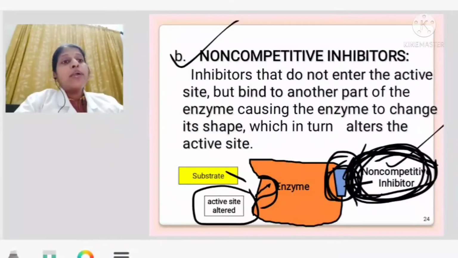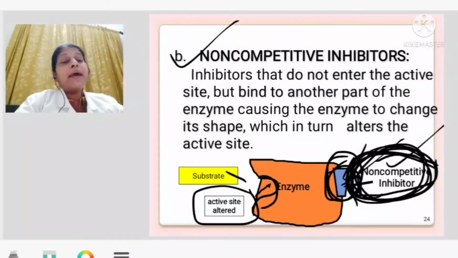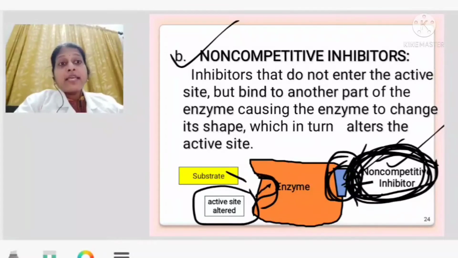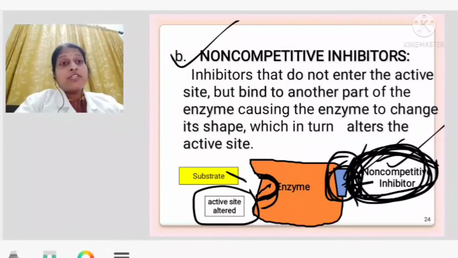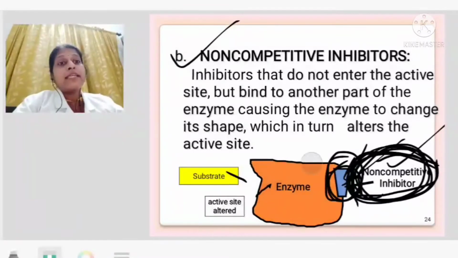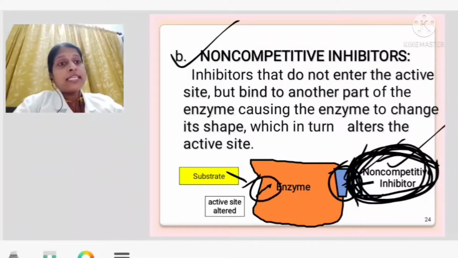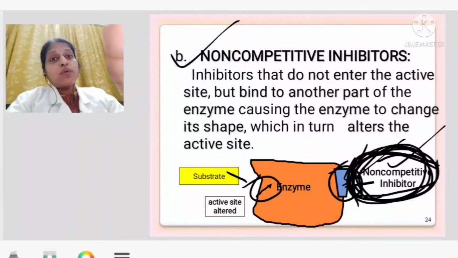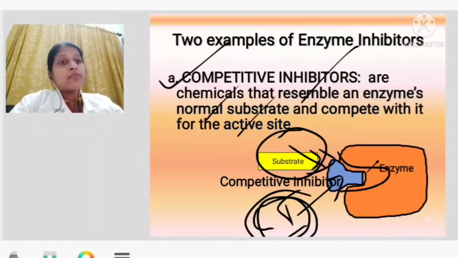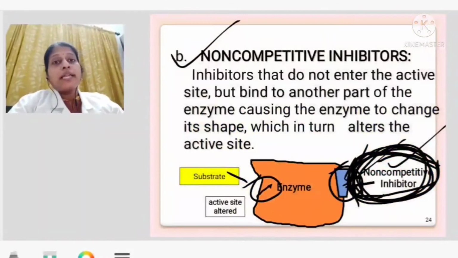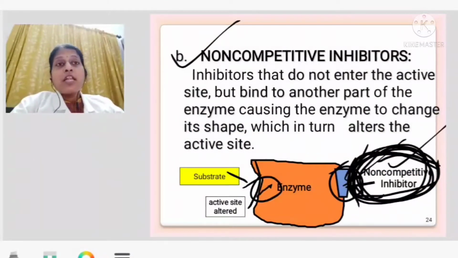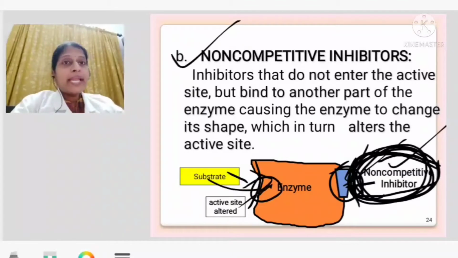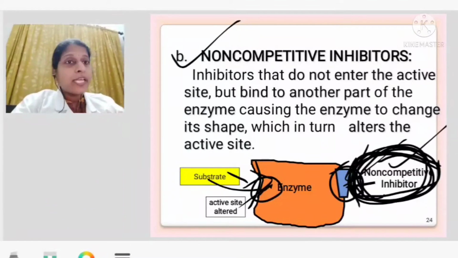They go and attach to the enzyme, thereby changing the structure of the active site. When the active site is altered, usually how it was like this, isn't it? Like this it was. Now it has altered and it has got a structure like this. Now what will not happen? The substrate cannot attach and the enzyme action will not take place.